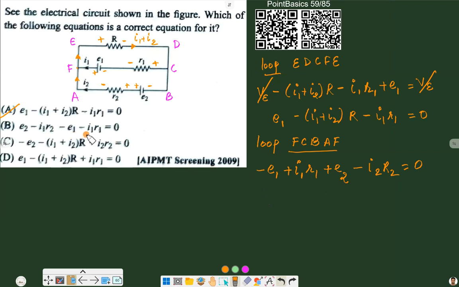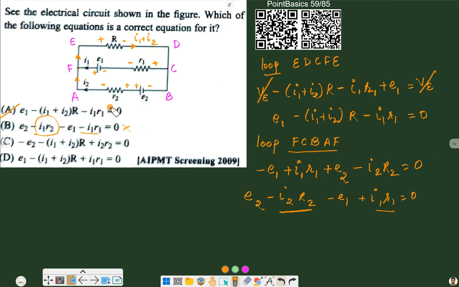And if we compare here, if we write it like this, E2 minus I2 R2, and we have minus I1 minus E1 plus I1 R1. So in the second equation, we have minus I1 R2, but here we actually have minus I2 R2. Also we have a positive sign here for I1 R1, and here a negative sign is mentioned. So this is wrong.